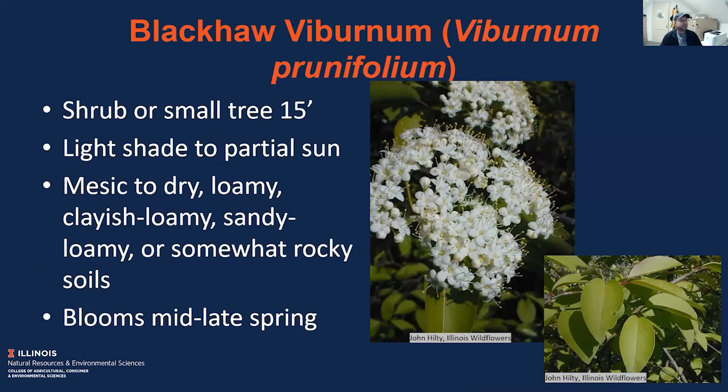Up next, we have the Blackhaw Viburnum. There are quite a few different native viburnum species, and I really just chose one as an example. This is one of the more popular ones. This is a shrub or a small tree up to 15 feet, prefers light shade to partial sun, moist to dry, loamy, clay loam, sandy loam, or somewhat rocky soils. So pretty wide range there of conditions that it'll tolerate. And this one blooms mid to late spring, with these really abundant small white flowers.